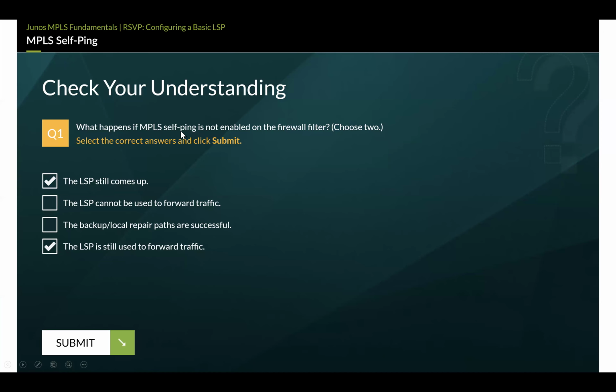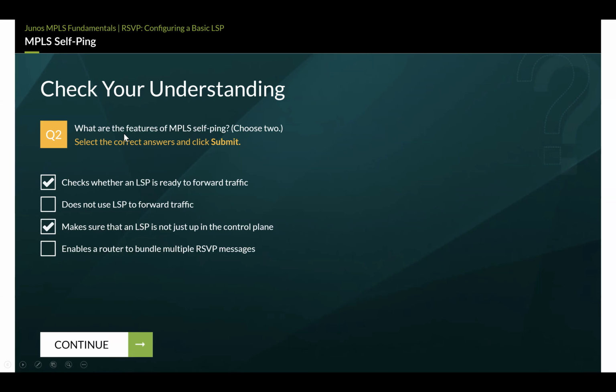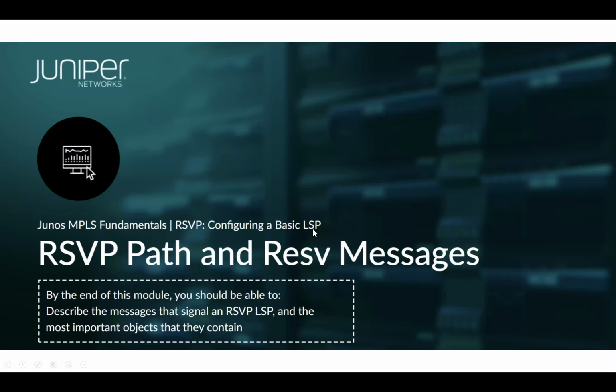What happens if MPLS self-ping is not enabled on the firewall filter? The LSP still comes up, and the LSP is still used to forward traffic. Okay. What are the features of MPLS self-ping? It checks whether an LSP is ready to forward traffic. It makes sure that an LSP is not just up in the control plane.